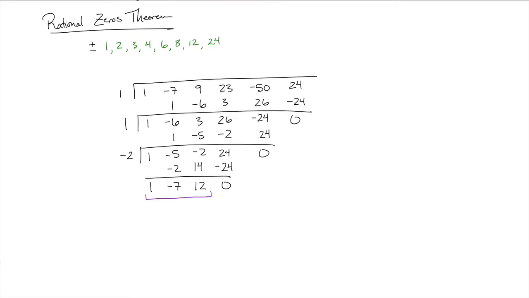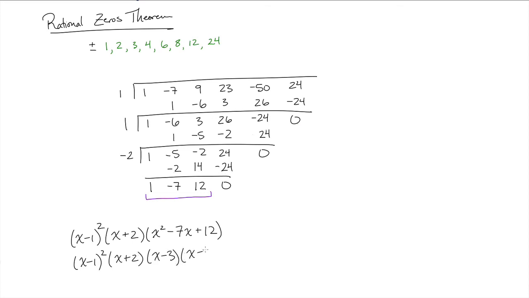Let's write out what we have so far. We have x minus 1 as a factor, and it works twice, so we've got x minus 1 squared, and then we've got x plus 2, and then these are the coefficients of our remaining factor, which is x squared minus 7x plus 12. That's pretty easy to factor. That is x minus 3 and x minus 4. And notice that the zeros that gives us are the two more positive zeros.